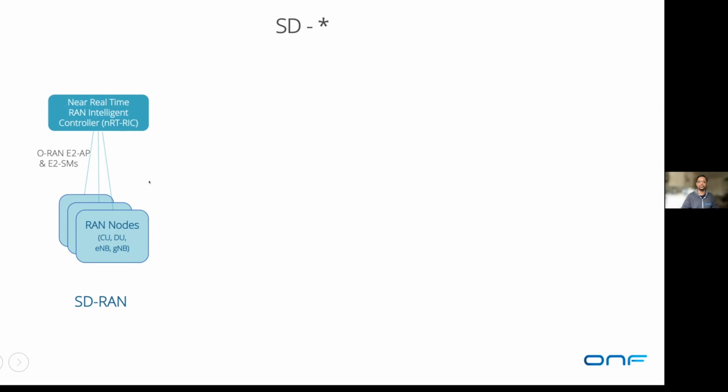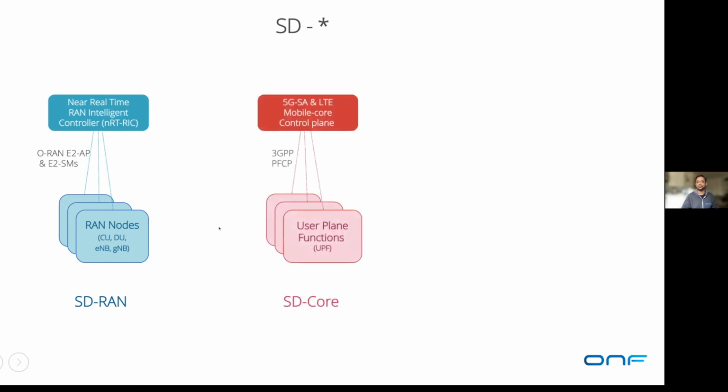We see that same pattern in SD Core as well, where the data plane, the actual user plane tunnels or user bearer plane, is manifested in the user plane functions or the UPF. And the collection of UPFs are managed by the mobile core control plane, whether that's the 4G LTE control plane or the 5G standalone control plane. And again, the interface between the control plane and the user plane functions is the 3GPP standardized PFCP protocol.